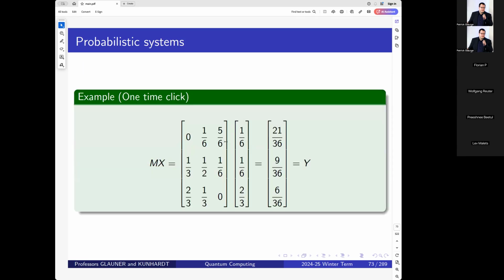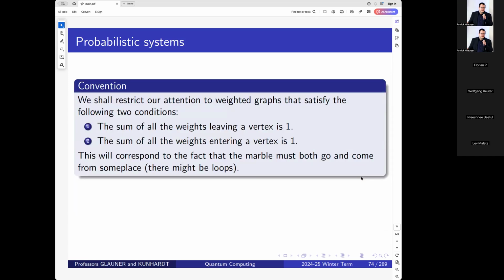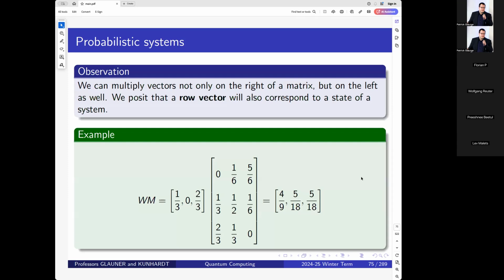We have always so far used our matrix M and multiplied a column vector from the right to do one-time transition, or one-time click into the future. But you can do something else. We can use our matrix and multiply a row vector from the left. We are unable to multiply a column vector from the left because then the dimensions don't fit. But we can multiply a row vector from the left, and we will get a result which is also a row vector.